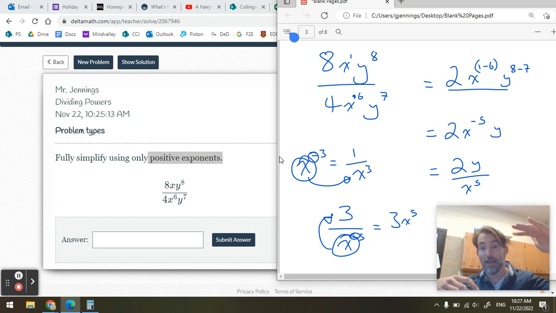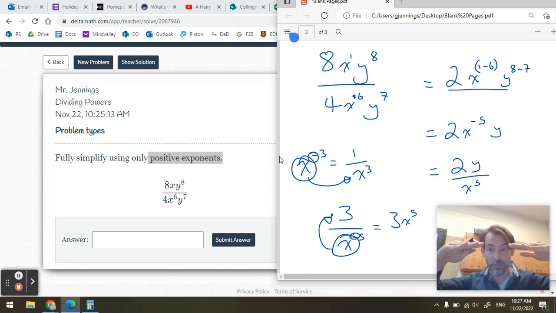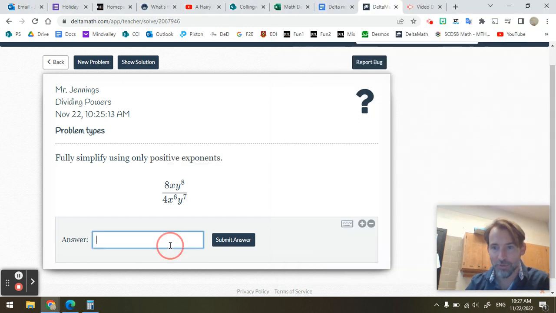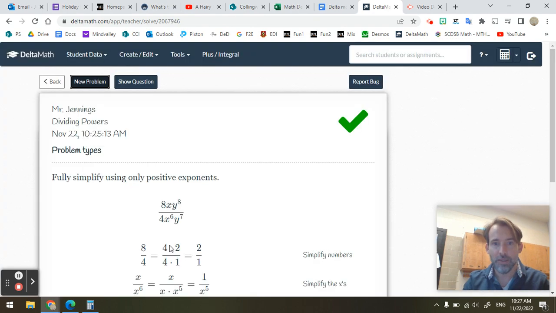So it's a little bit like Downton Abbey, where characters are always going from upstairs to downstairs and downstairs to upstairs, and there's these things going up and down. And the negative exponent just means change your floor. Change your floor once. And you can only be upstairs or downstairs. That's what the negative exponent does. All right, so let's input our answer. 2y over x to the 5.